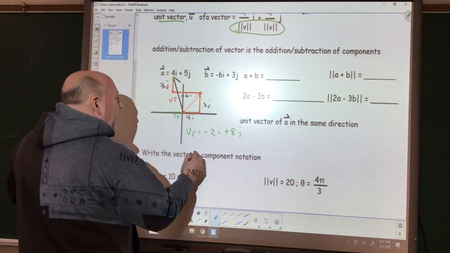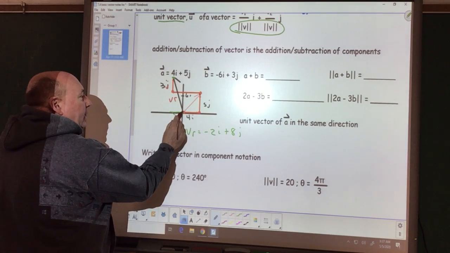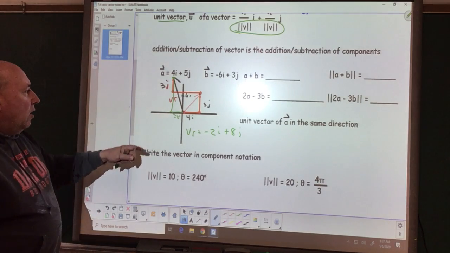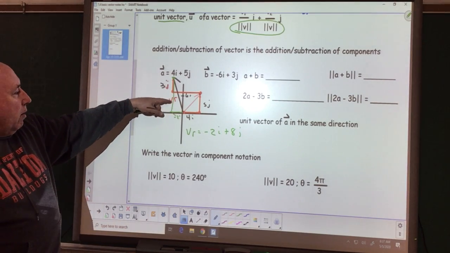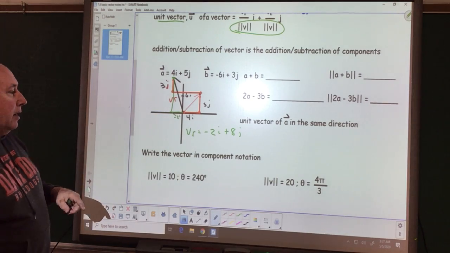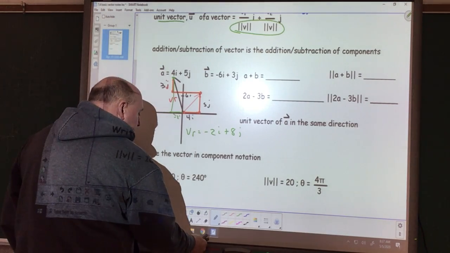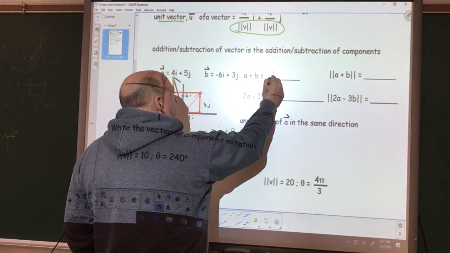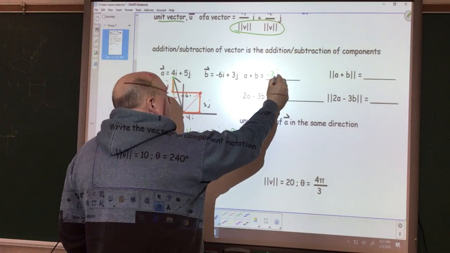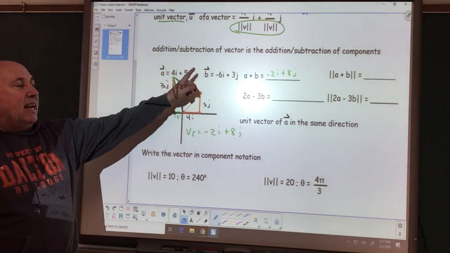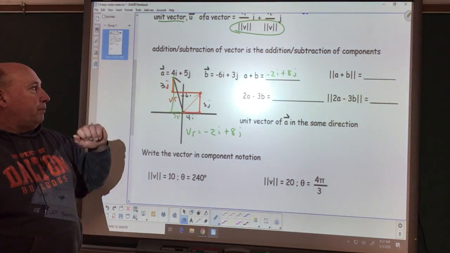So we have plus 8j. Or if I take a look at this, if I go up to this point right here, how many do I have to go up? Well, I would go up 5 here and 3 here, so a total of 8. So my resultant vector is negative 2i plus 8j. Now, I did not need to do the diagram here.